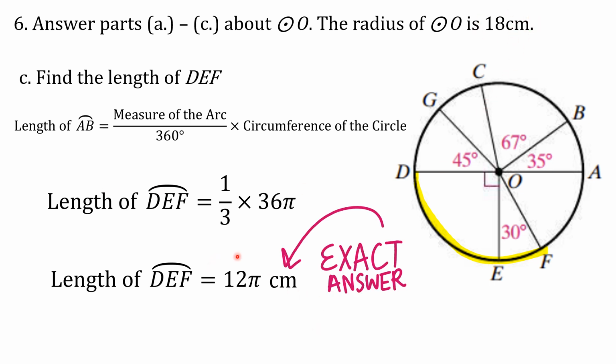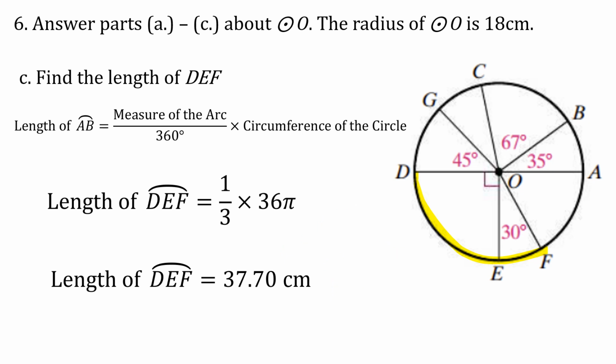This would be the exact answer. So if you were supposed to give the exact answer, you would say 12 pi. If you were supposed to give an approximation, you would plug it in the calculator. You would say, okay, 12 times pi is 37.699, which rounds to 37.70 centimeters. I want to say that I did a decimal approximation on the homework, but don't quote me on that.